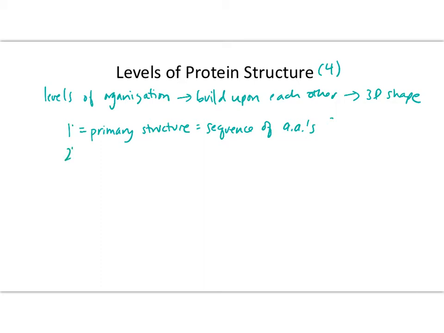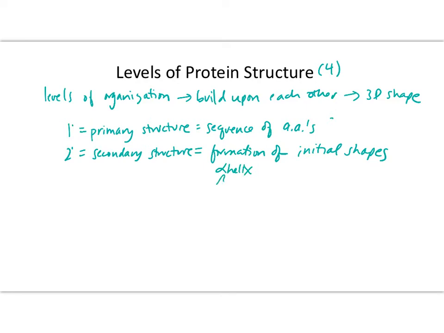Then the next level of protein structure, which builds upon that sequence, is the secondary structure. And this is the formation of the initial shapes of the protein. This is when the alpha helix and beta sheet structures form. And again, that's part of the backbone. Those structures are formed due to chemical interactions between the portions of the polypeptide chain that are the backbone, not the R groups.